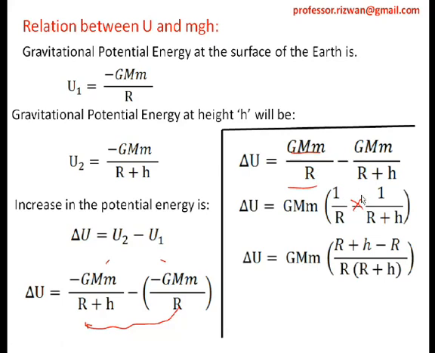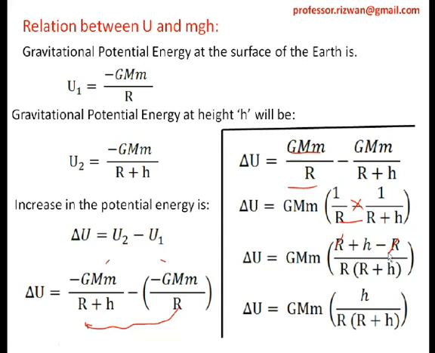So r plus h, this 1 into r plus h is r plus h minus r, upon multiplication of these two, so r into r plus h, right. Now plus r minus r will cancel. So what will delta U remain? Delta U is equal to GMm, so h upon r into r plus h.